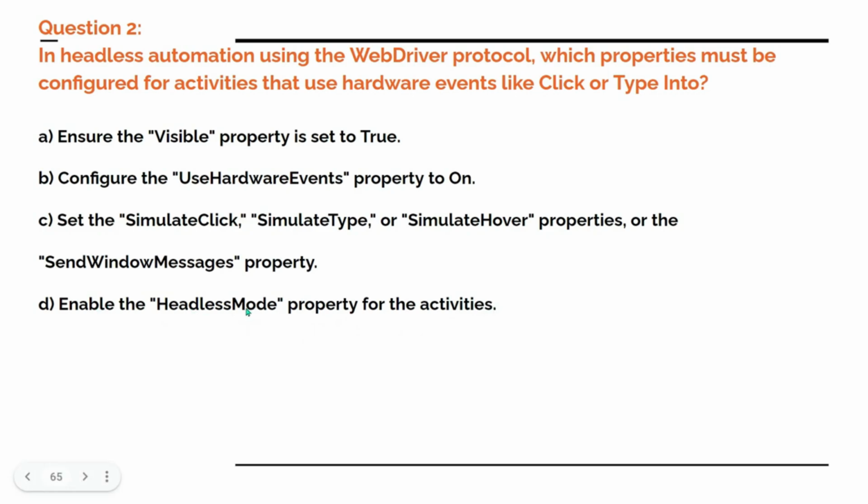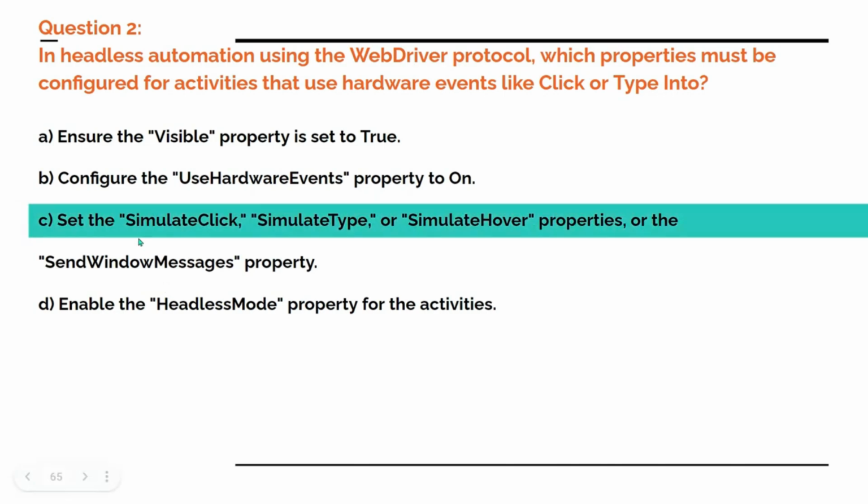Now pause this video, comment your answer. Now let's test your knowledge, what you have learned from the previous video. Please do comment. Is your answer for question number 2 A, B, C or D? Okay, I hope you have commented your answer. Let me reveal the answer. The answer for this question is C. Set the simulate click, simulate type, simulate hover property or the send windows message property. Very, very important question on this particular paragraph.